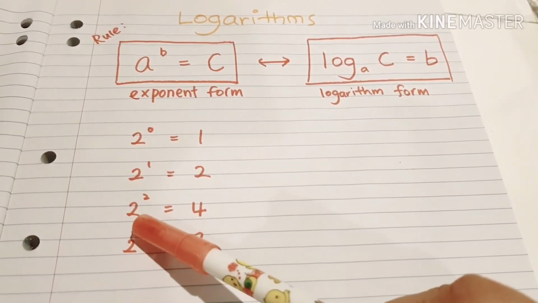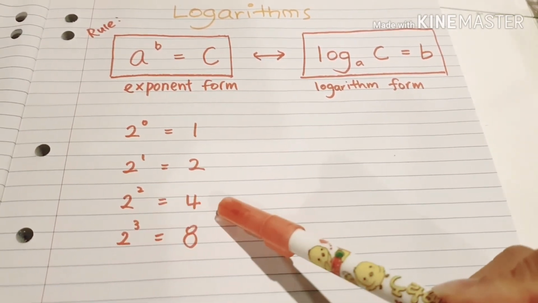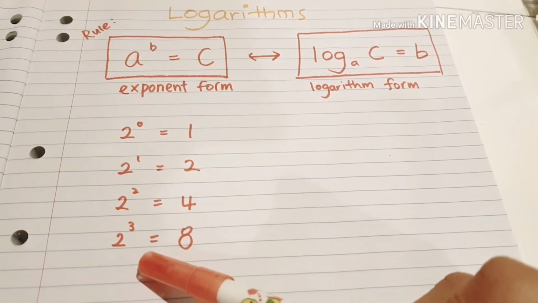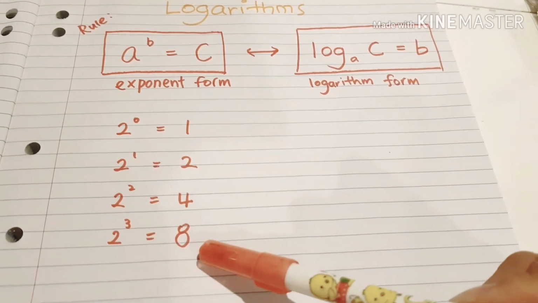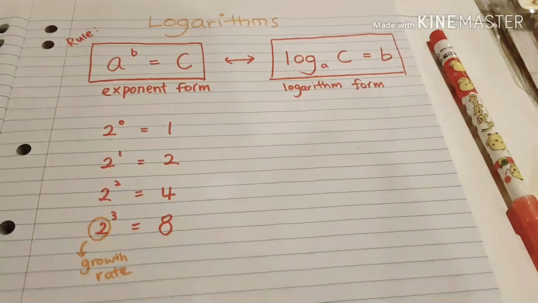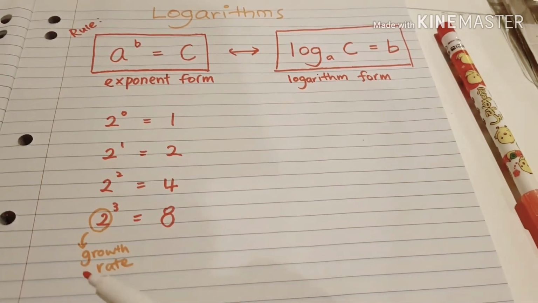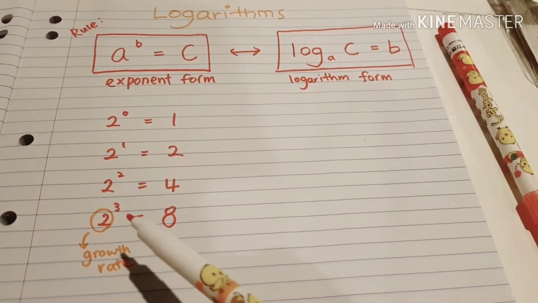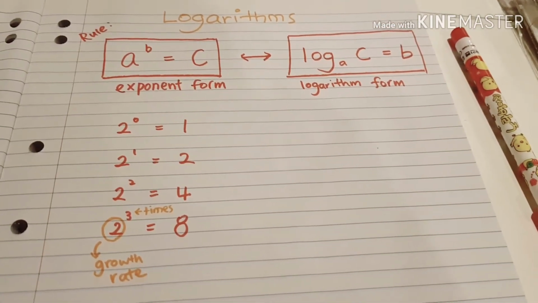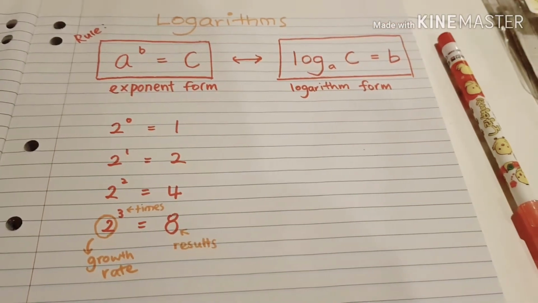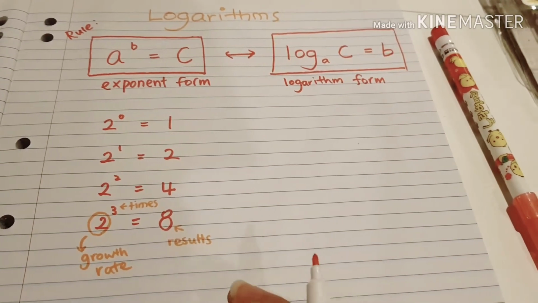2 to the power of 2 means 2 times 2, so it's growing by 2 twice, and the result is 4. 2 times 2 times 2 is 8, so it's growing by 2 three times, and the result is 8. So in other words, I can rewrite 2 as the growth rate, 3 as the number of times, and 8 as the result.